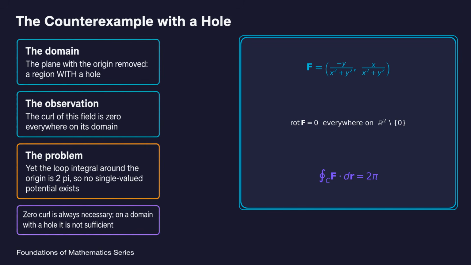The precise statement to remember is the one the source gives. 0 curl is always necessary, but on a domain with a hole it is not sufficient. Topology of the domain, not just local behavior, decides the answer.